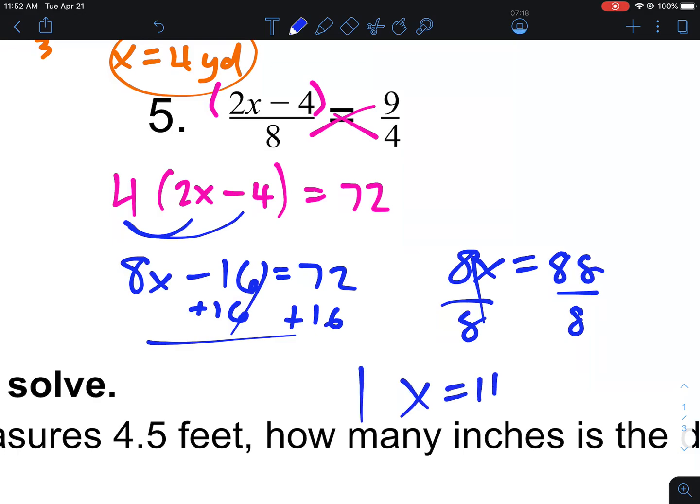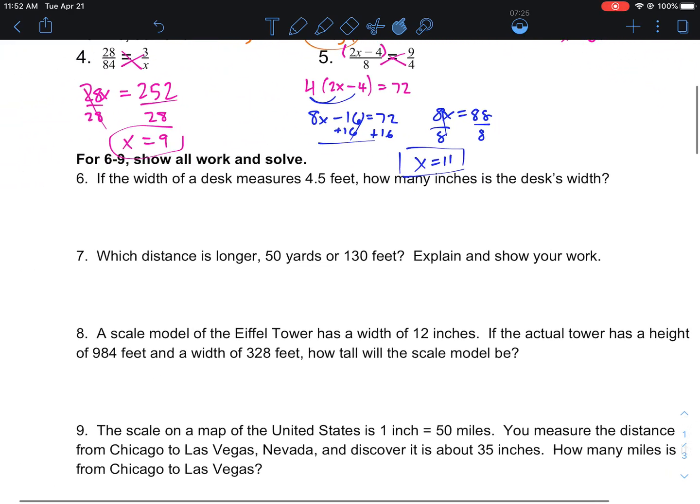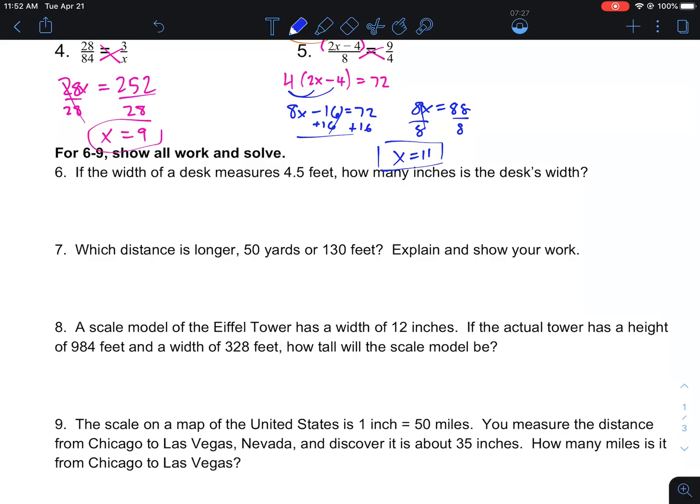Okay, so cross-multiplying proportions. Another way you could do that type of work is in a word problem context. Now, sometimes you don't have to set up the whole proportion. Sometimes you can use what's called a scale factor. So for instance, this question says a desk measures 4.5 feet in width. How many inches is that? Well, first of all, you could do a proportion. If there are 12 inches in 1 foot, I have 4.5 feet. How many inches is that? That is one way you could do it.